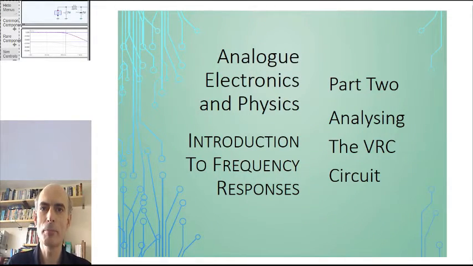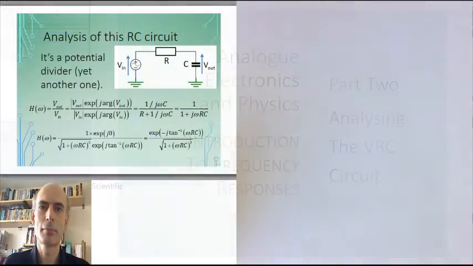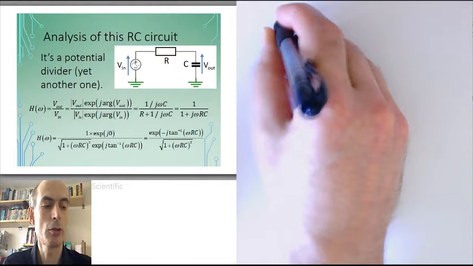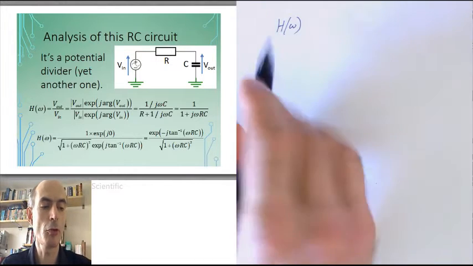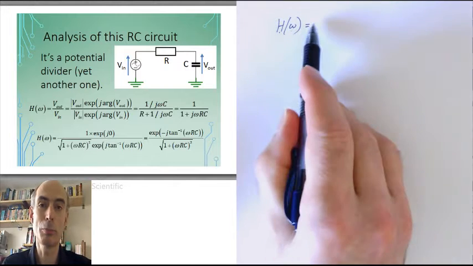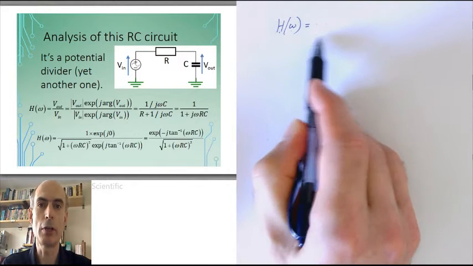Hello, and in this one I'll be looking in a bit more detail at that simple RC circuit I introduced in the last video. This is the circuit again, and as a reminder we can define a frequency response H of omega as the ratio of the output phasor to the input phasor.